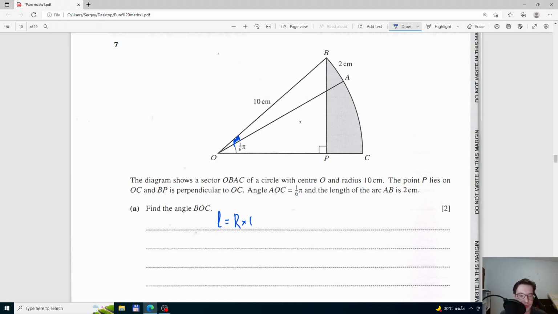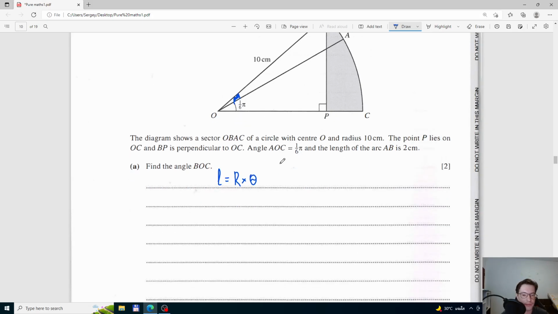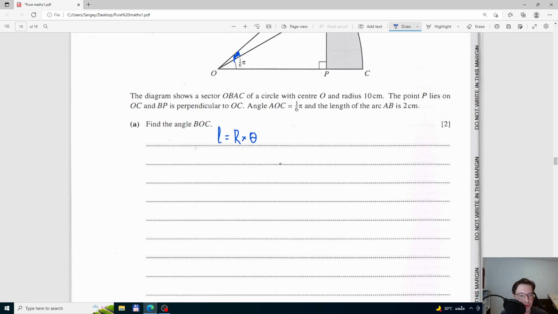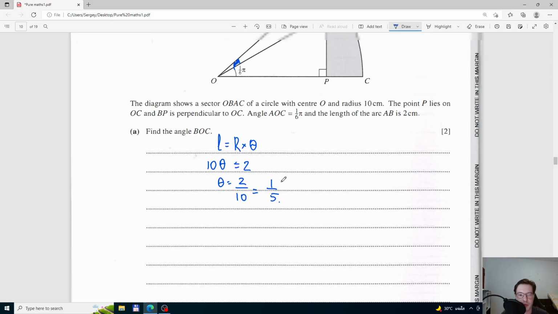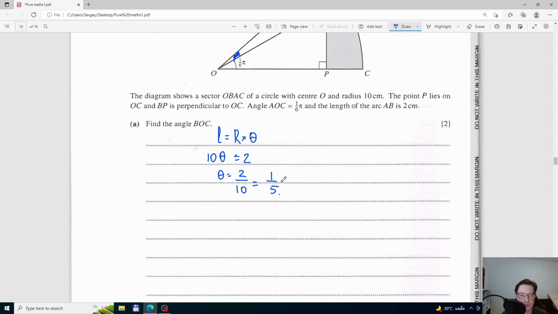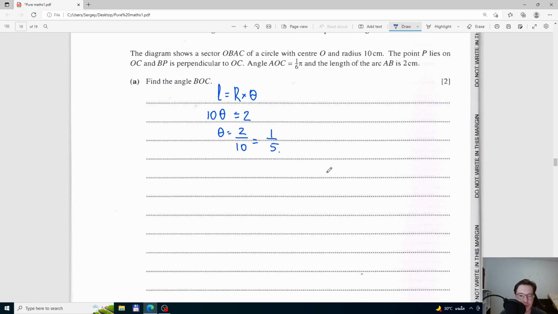Let's call it theta. Now we know that the length of the arc is 2. Radius is 10 times theta. So let's see, the angle is going to be 2 over 10. Simplify that, 1 over 5. Okay, so that's the small angle, but the one we're looking for is BOC. So that means I will only have to add pi over 6 to that.